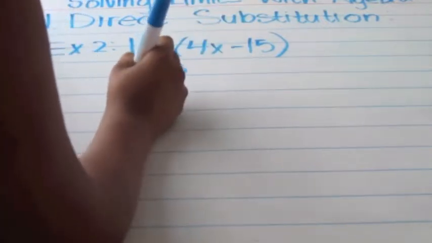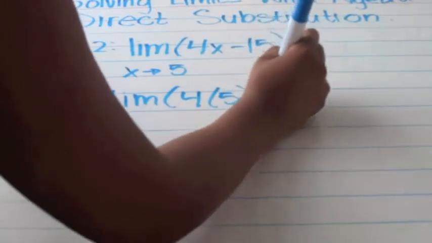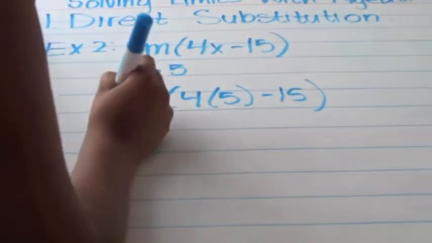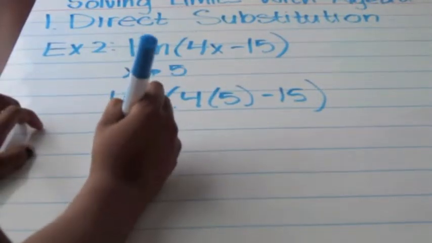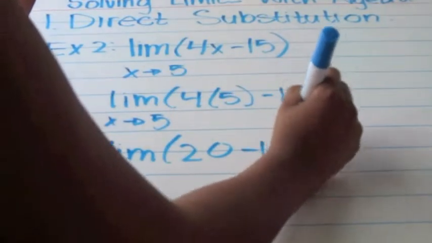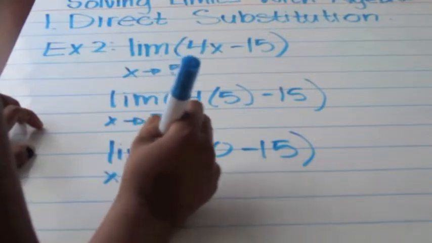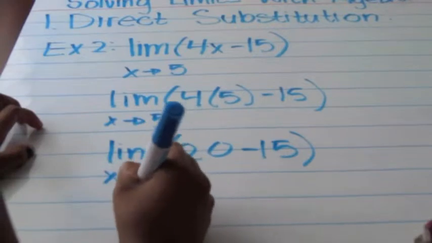Now for our second example, the problem is the limit of 4x minus 15 as x approaches 5. We're going to do the same thing that we did with the first example. We plug in our 5's wherever we see our x's. Then we do some basic arithmetic and multiply out 4 times 5, which gives us 20 minus 15. The limit of 4x minus 15 as x approaches 5 is 5.